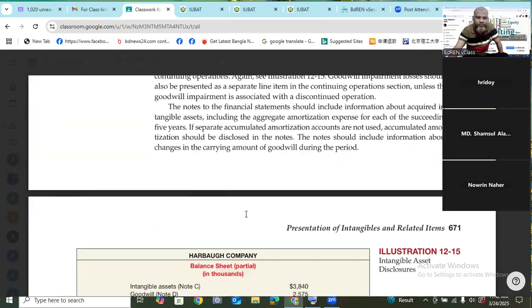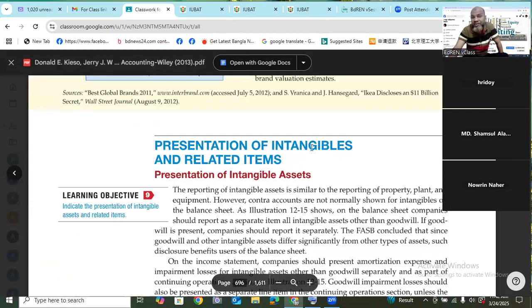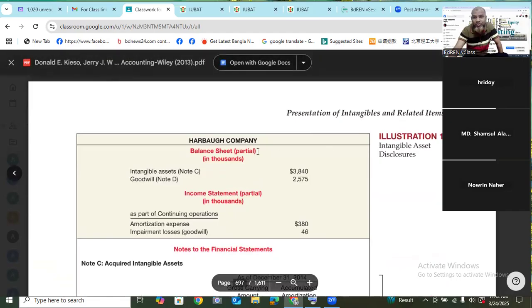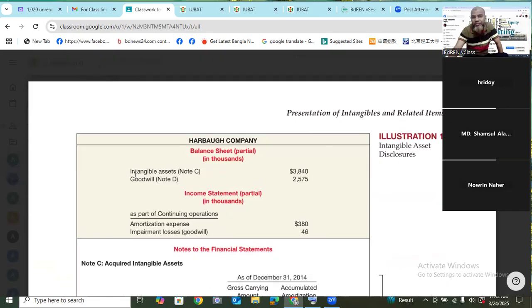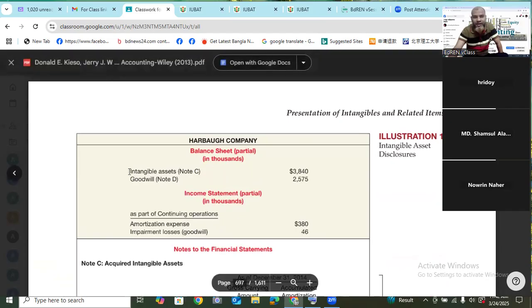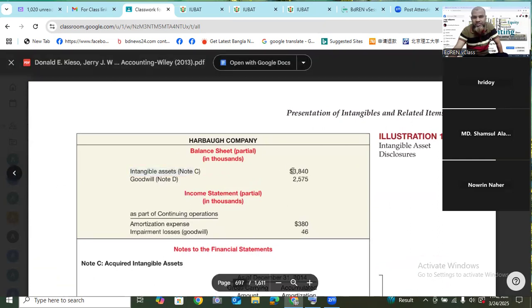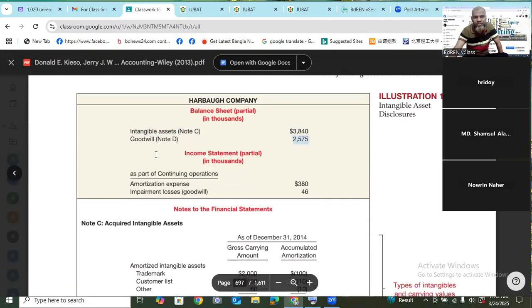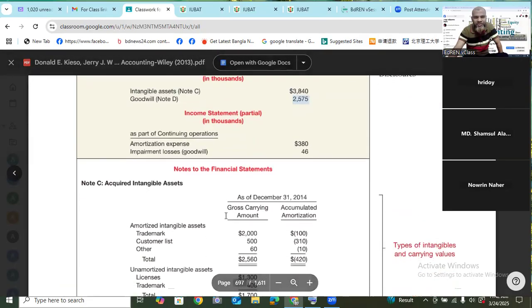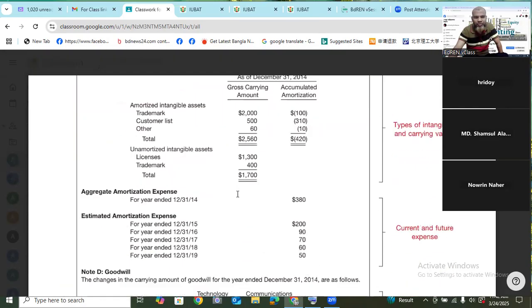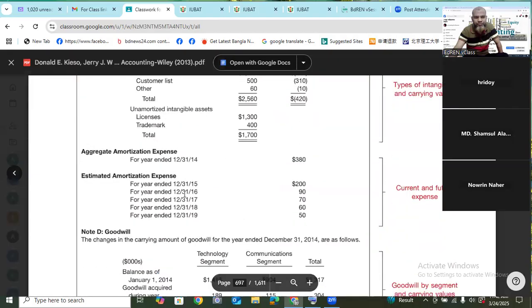Okay, the last topic is presentation of intangibles and related items. How to present your intangible asset disclosure. In the balance sheet, for example goodwill, there is a separate heading, intangible assets. Intangible assets are other than goodwill, and goodwill is shown separately. There is a note also: Note C is for intangible assets, acquired intangible assets, and Note D is for goodwill.